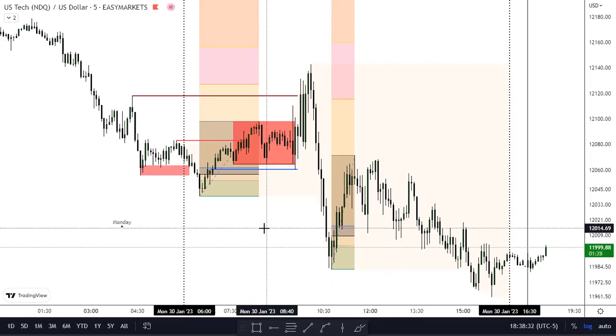Okay, so let me start from the daily and show you what I anticipated to see from a higher time frame perspective up until a lower time frame perspective and how I reacted to it.